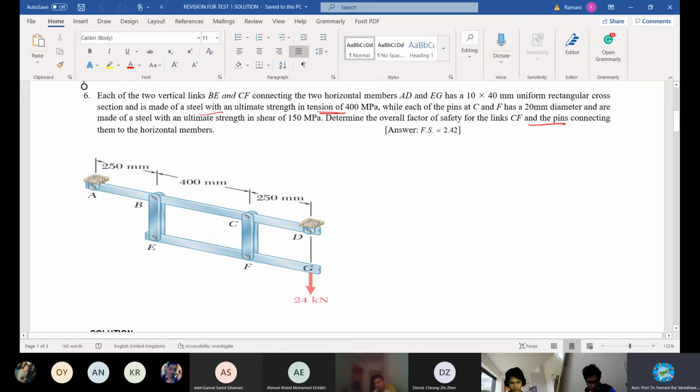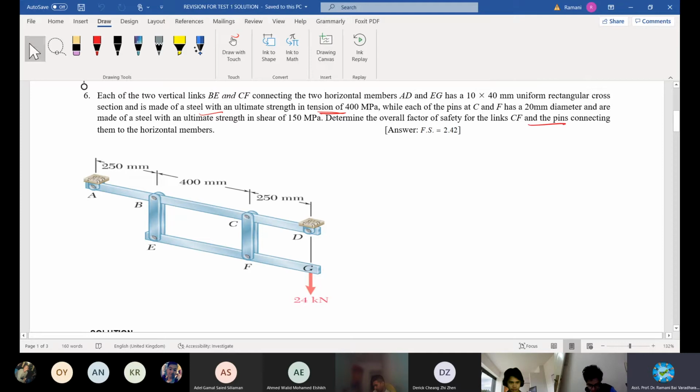Can you see the word file? Yes. Okay. So you are given the member connected by two parallel members AD and EG. See here, there are two members AD and EG given to you. They are connected by two links, interconnected by two links to be in a position like this, and is being loaded by 24 kilonewton at this point at G. You are asked to calculate the factor of safety to be determined.